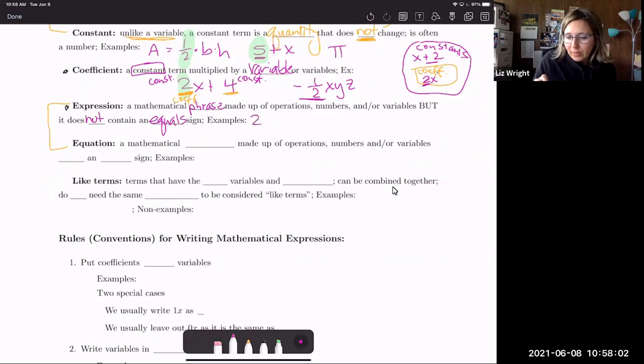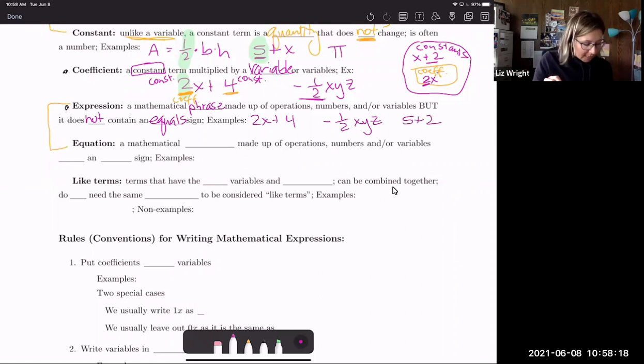So like this 2x plus 4, that's an expression because there's no equal sign. Negative 1/2 x, y, z, that's an expression. We could just have like 5 plus 2. That's an expression. There's no equal sign there.